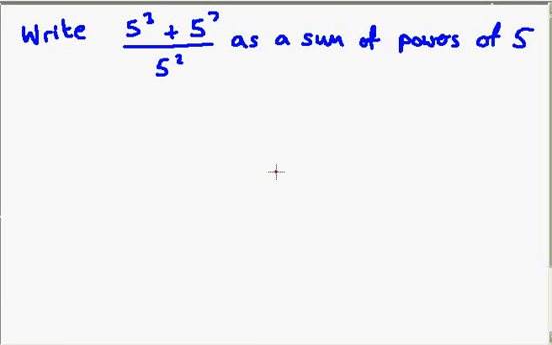Okay, in this video we're going to have a look at 3 examples of index problems. So the first one, write (5 to the 3 plus 5 to the 7) all over 5 squared as a sum of powers of 5. The first thing you need to be aware of is that we can split the fraction into 2 distinct pieces. Okay, so I can write it as 5 cubed over 5 squared plus 5 to the 7 over 5 squared.